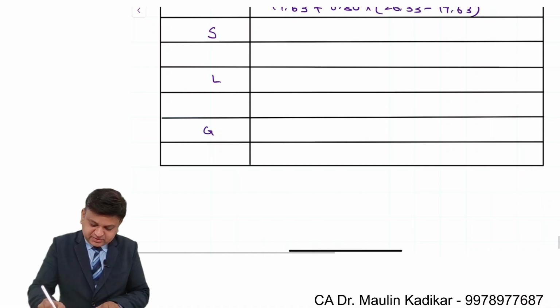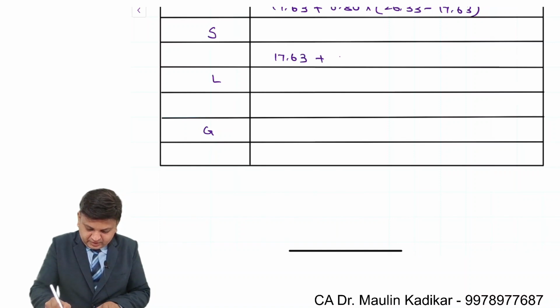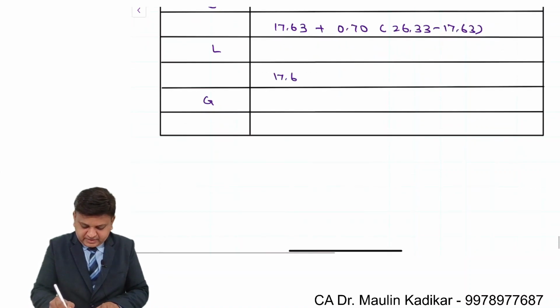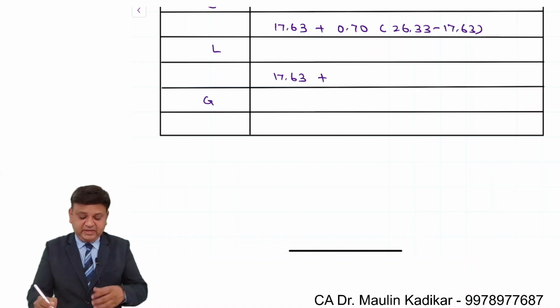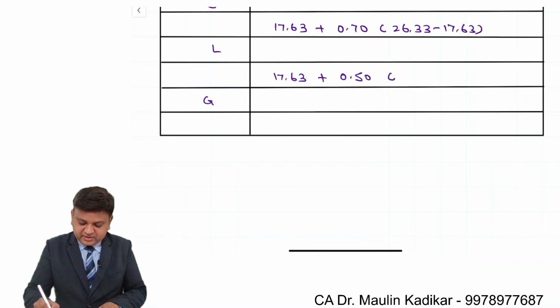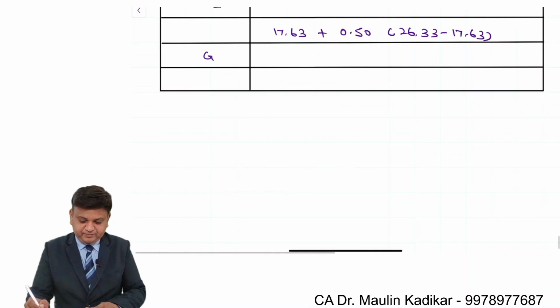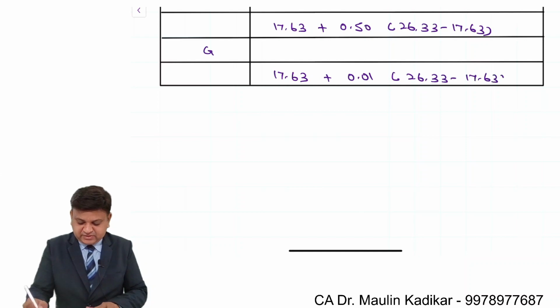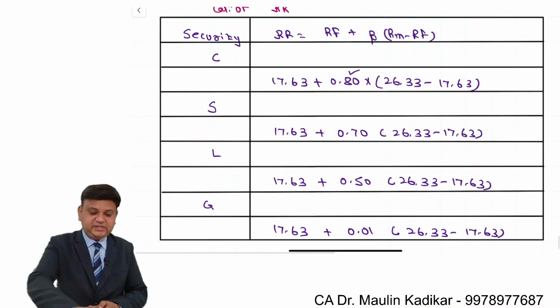Next it is 17.63 once again. Beta is 0.7 into 26.33 minus 17.63. 17.63 plus beta is 0.50 for Liquor Limited security. In bracket same RM minus RF. For the last security it is 17.63 plus 0.01 into 26.33 minus 17.63. So let us see how to calculate the answer.